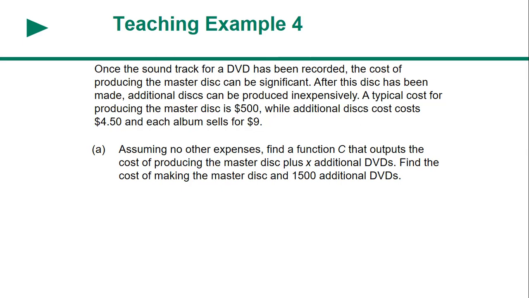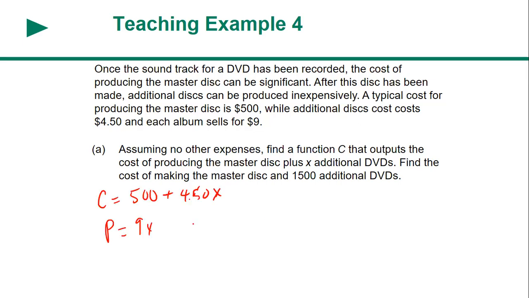Find a function C that outputs the cost of producing the master disc plus X additional DVDs. Find the cost of making the master disc and 1,500 additional DVDs. I'm going to pause and let you do whatever math skills you think you need in order to solve this problem.